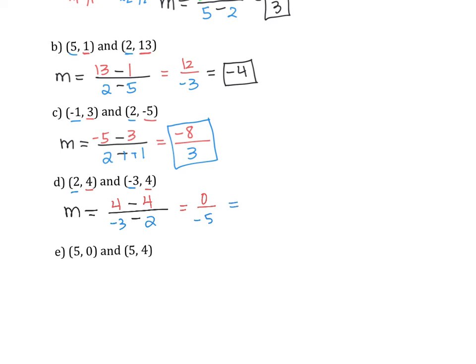If you have no money and you share it with your 5 friends, everyone equally gets no money. So 0 on the top means 0 divided by negative 5, that's 0. Okay, last one. Let's try this. M equals, in the numerator, the y's, y, y. And the denominator, x, x.